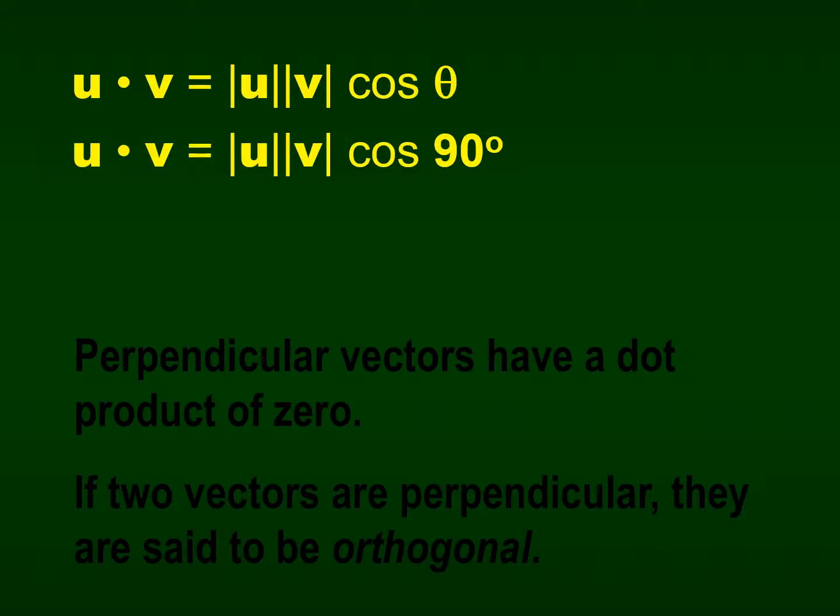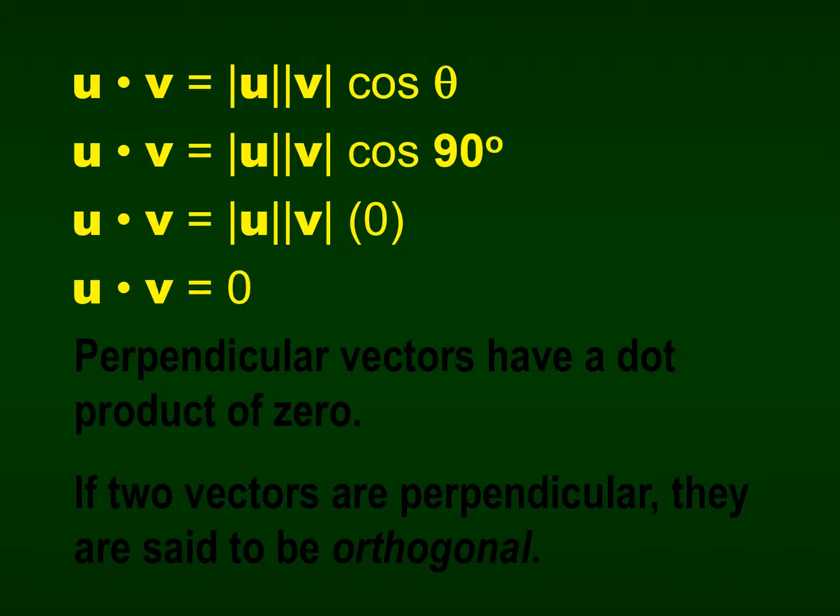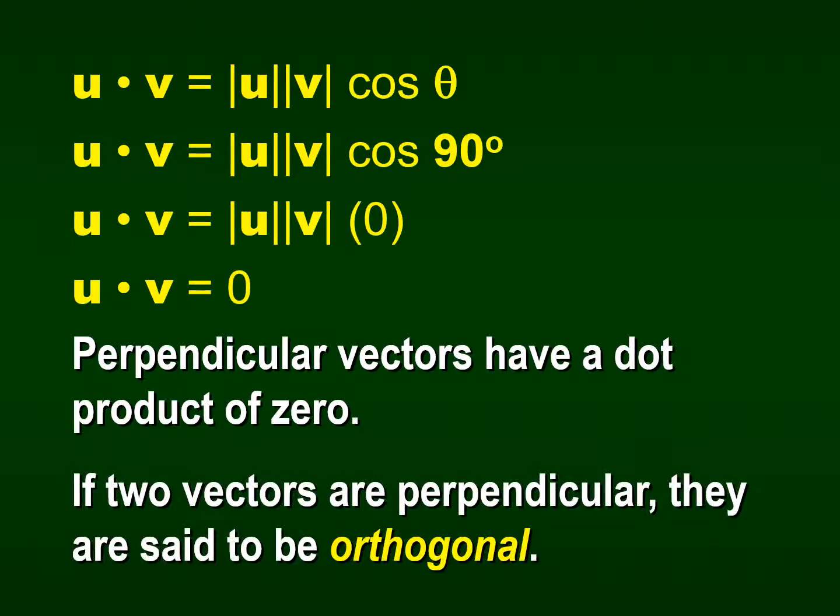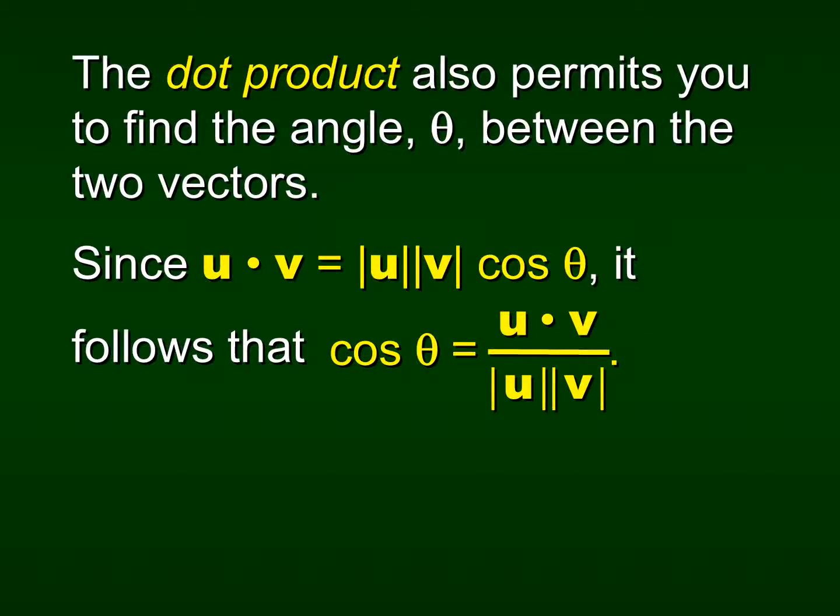So let's say we have 90 degrees, so cosine of 90 degrees is 0. So it doesn't even matter what these two things are because you're going to multiply it by 0, and anything times 0 is 0.